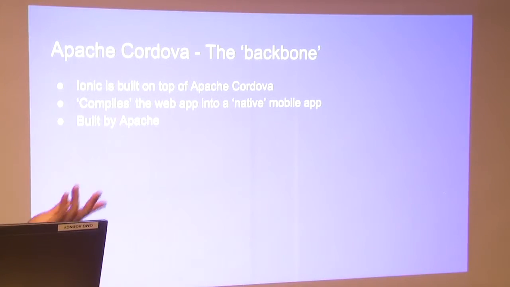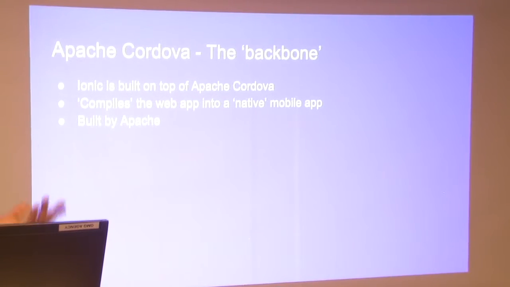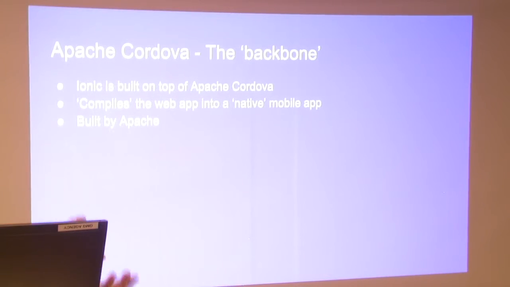So in Apache Cordova as well, Cordova is built by Apache, by the way. Ionic is built on top of Cordova. It uses Cordova's way of compiling your web application into the mobile application. So that's how it actually works. It doesn't really compile it. It's just that it builds it for your mobile phone, and it's built by Apache.